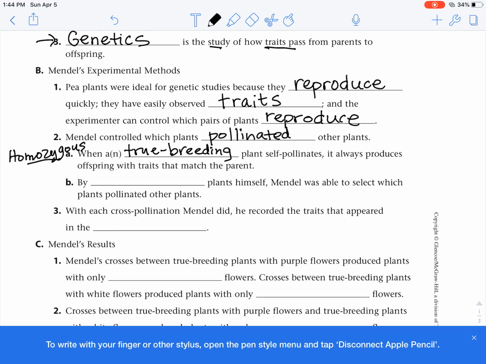All right, so B, by cross-pollinating plants himself, Mendel was able to select which plants pollinated other plants. So what did he do to the plants? He cross-pollinated them. So by cross-pollinating. All right, and number three, with each cross-pollination Mendel did, he recorded the traits that appeared in the offspring.